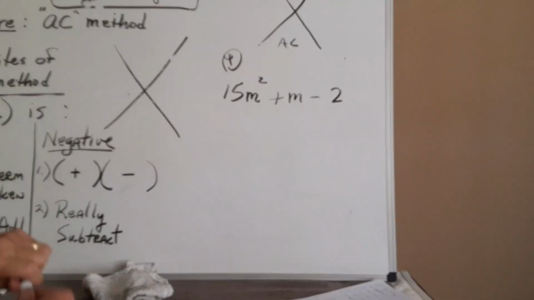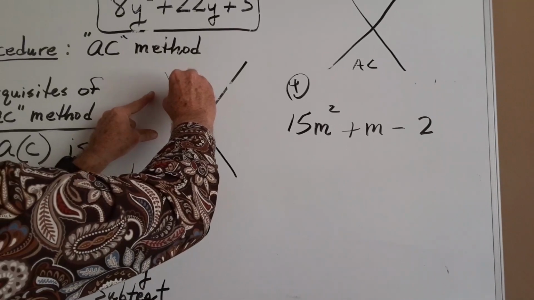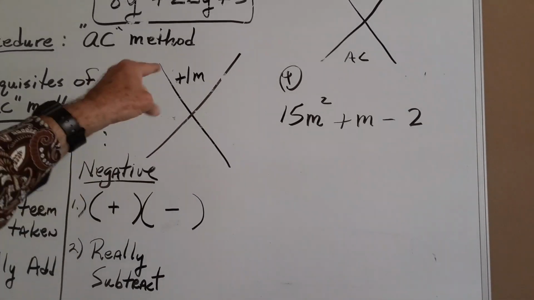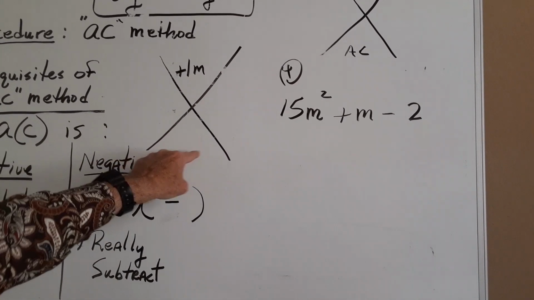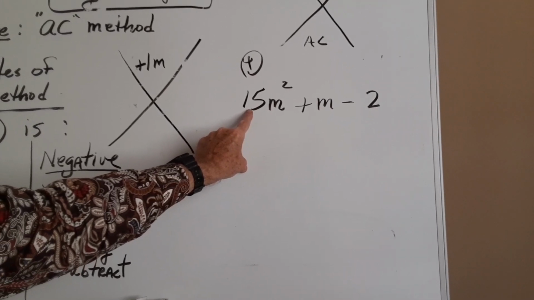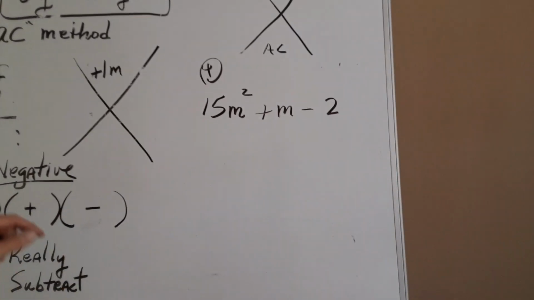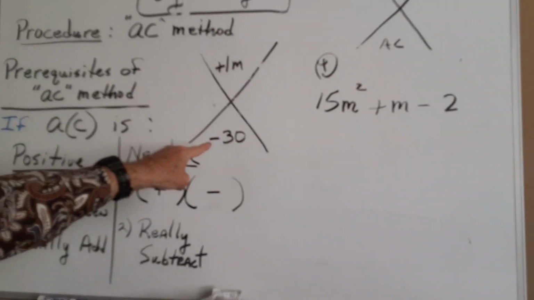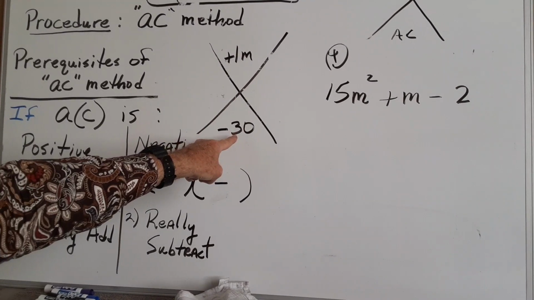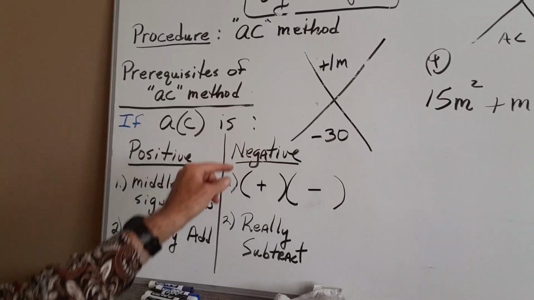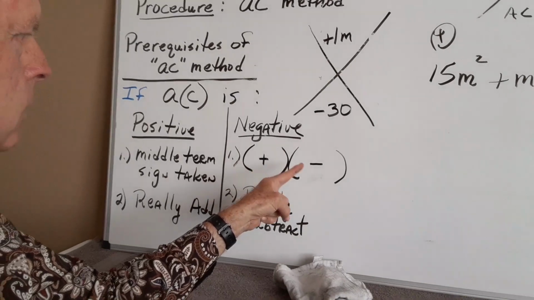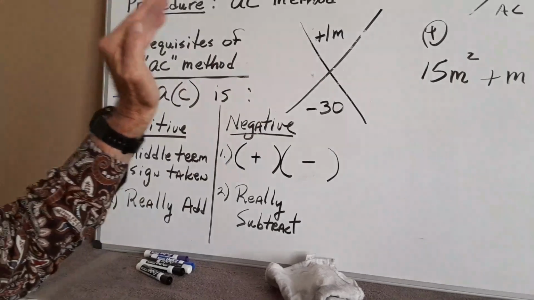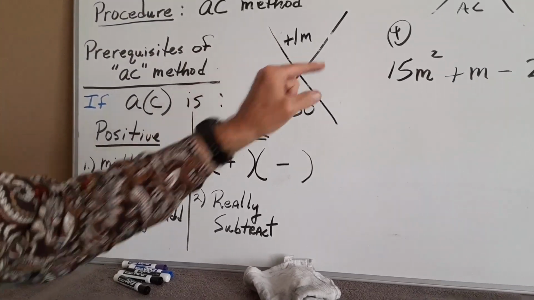Middle term. If you want to show that middle term like this, you just do that. Because that's what it is. Now AC. Positive 15 times negative 2. All right. If AC is negative, 9 o'clock and 3 o'clock will have to have different signs. One will get positive, the other will get negative.